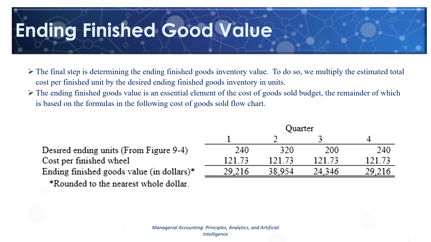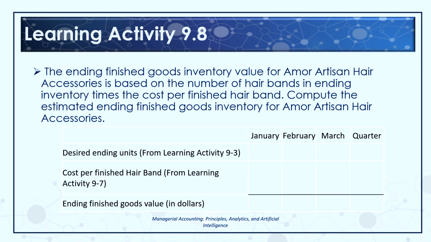Notice in the computations below, the ending finished goods units are given in the first row, and the cost per finished unit, which we calculated on the previous slide, is given below that. They're multiplied together to result in the ending finished goods value in dollars. The ending finished goods value is an essential element of the cost of goods sold budget. Let's pause and complete learning activity 9.8. You'll take the ending finished goods in units times the cost per finished unit to equal the ending finished goods inventory value. This value will be used later in the cost of goods sold budget.